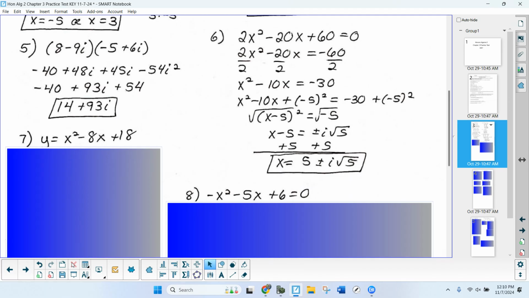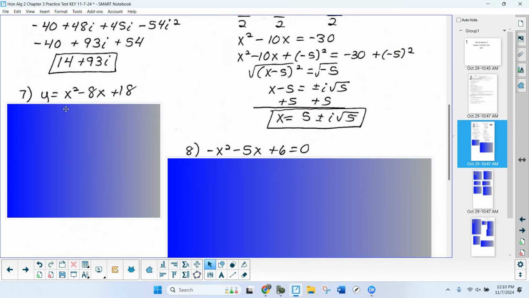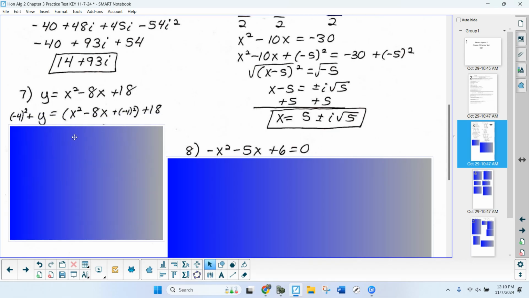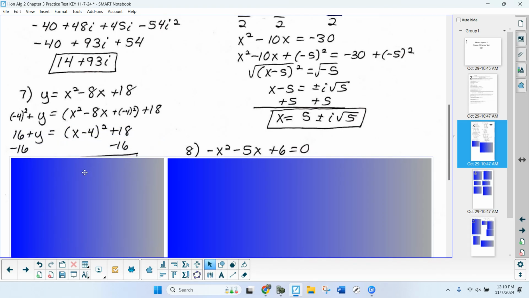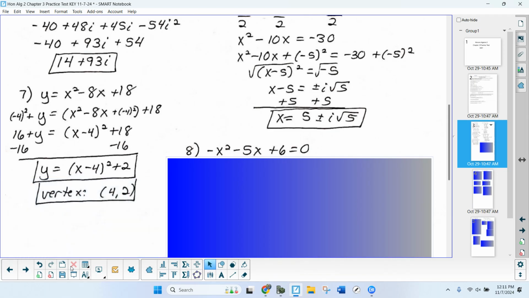Okay, who's number 7? Write it in vertex form and identify the vertex. Laura. Okay, looks good. Talk me through what you did, Laura. Okay, so you got your original thing, and then you gotta put these two in parentheses. Group them together. And then take half of that, which is negative 4, and square it, and then you have to do it to the other side. You get 16 plus y equals x minus 4 squared plus 18, and then subtract 16, and then get y equals x minus 4 squared plus 2, and then you get your vertex with a 4 and 2. And then she said that went right 4 and up 2, so the vertex is at 4, 2.